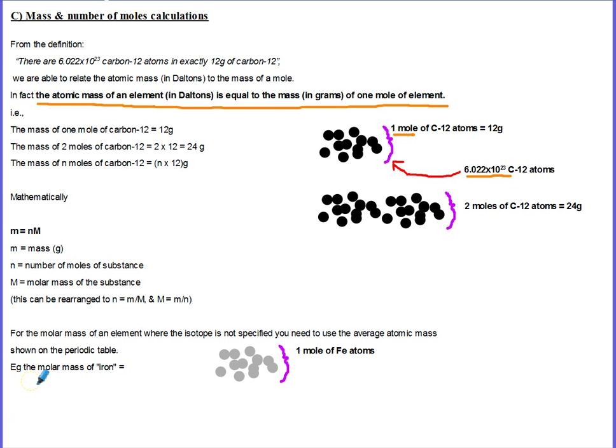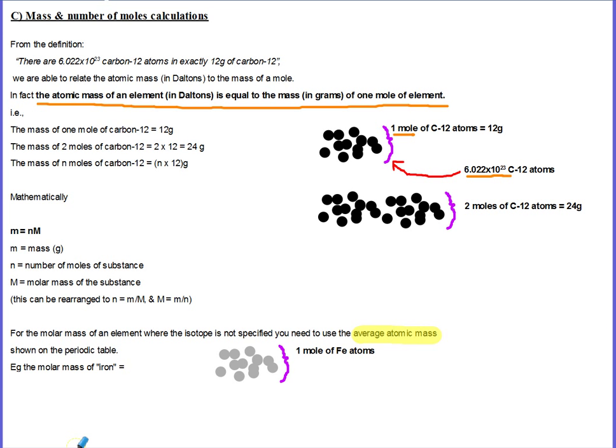So what's molar mass? Well, the molar mass of an element, where the isotope's not specified, if I've just said the molar mass of iron or the molar mass of carbon, and I haven't said it's carbon-12 or iron-55, when the isotope's not specified, you use the average atomic mass off the periodic table. So for example, if you were asked for the molar mass of iron, so that means you've got 1 mole of iron atoms, how much do they weigh?